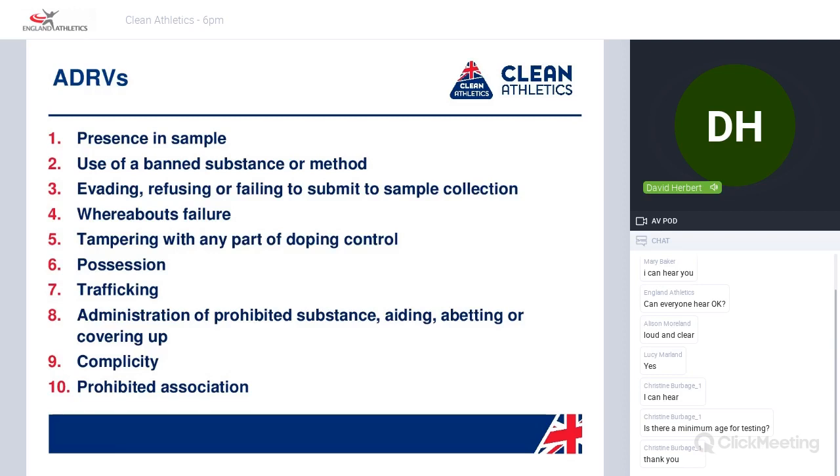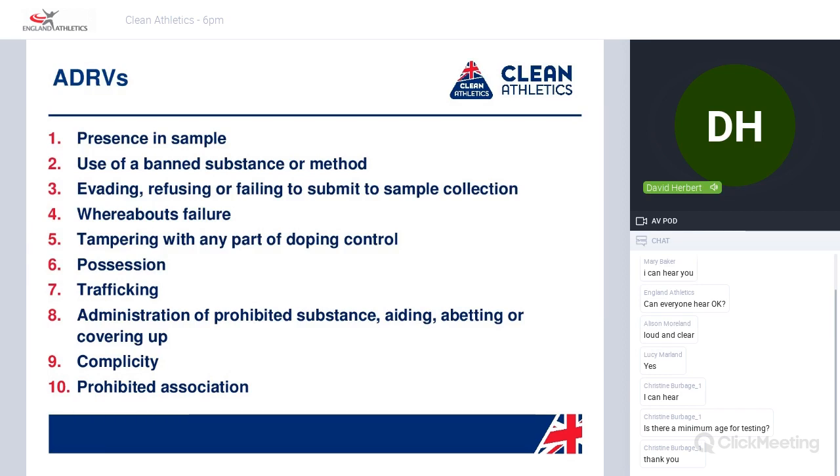ADRV 4, the whereabouts failure for athletes who provide whereabouts. If they have 3 failures in a 12-month period, they can be disciplined and banned for 2 years. 5, tampering with any part of doping control, so giving false information or purposefully corrupting the sample that they provided.